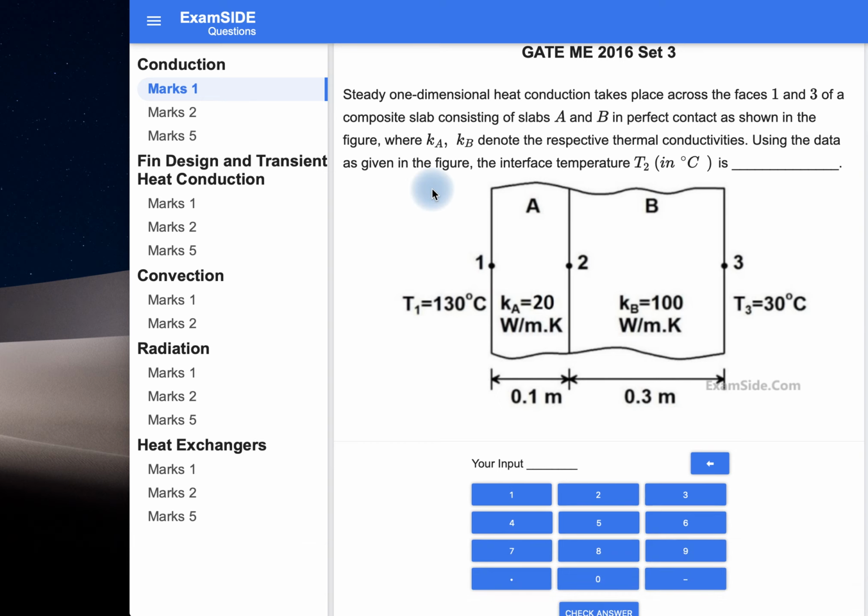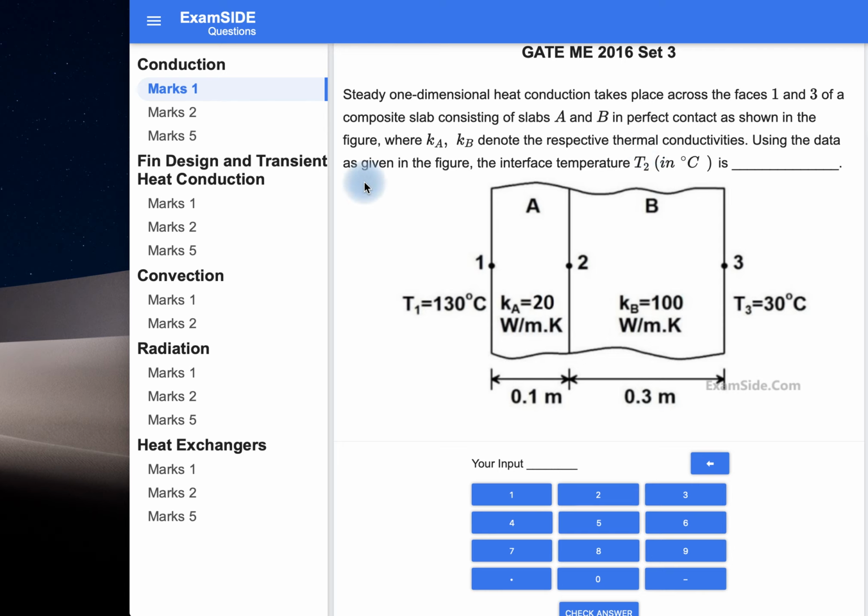Our first question is: a steady state one-dimensional heat conduction takes place across phases 1 and 3 of a composite slab. This is a composite slab because slab A and slab B are in perfect contact. Perfect contact means there is no temperature drop at this interface due to resistance. Here Ka and Kb denote the respective thermal conductivities.